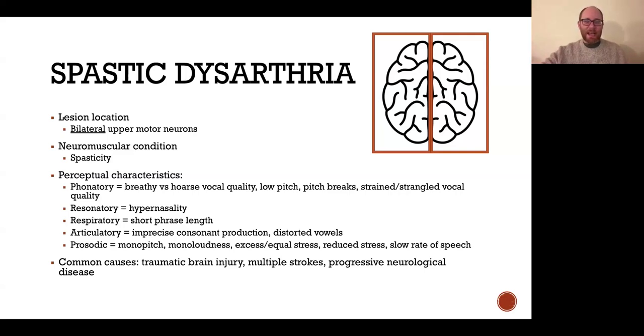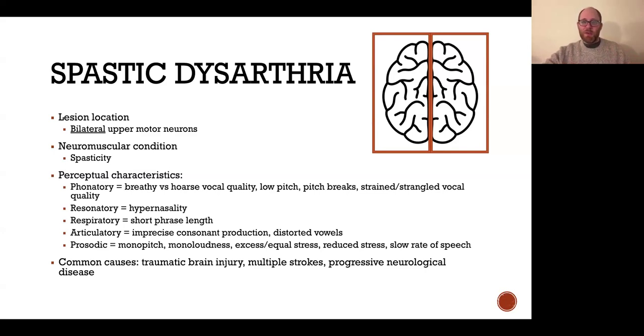You can think about that as kind of tightness or excess stress and tension in the muscles. The perceptual characteristics that result from that: again, you can have breathy versus hoarse vocal quality. So with this one, it's not that the vocal folds may be so weak they can't do it. It's that they may be so tight in whatever position they're in. So they may be tightly open to the point where the person can't get them in, and they are breathy. Again, it could be they're slammed so tightly closed and they're really, really tight, then you're going to get a hoarse vocal quality. People with spastic dysarthria can have low pitch.